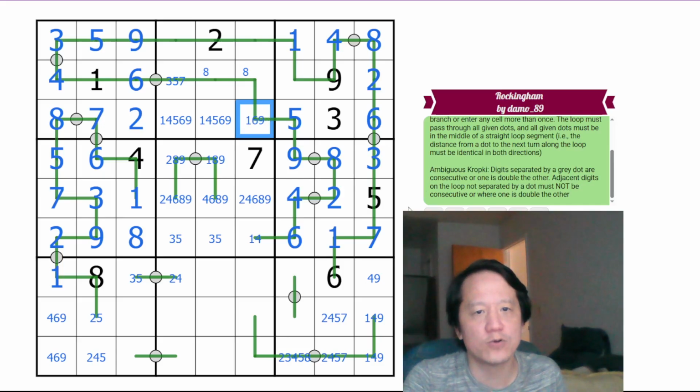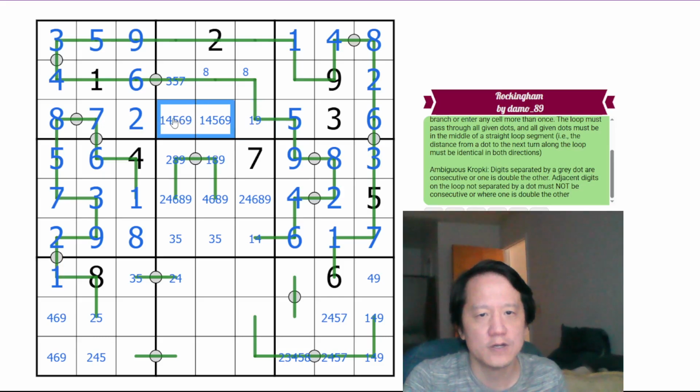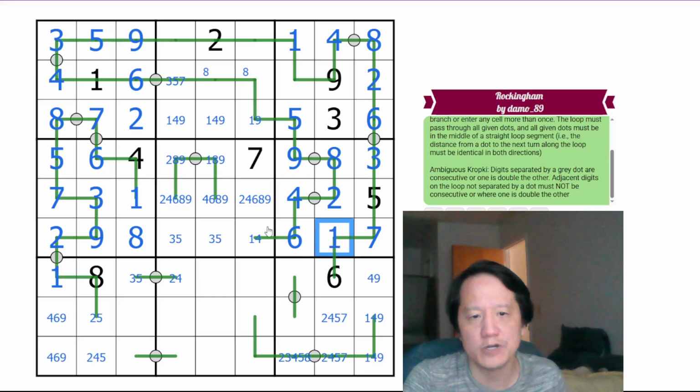No 5, 4, or 6 here, because 4 or 6 is consecutive with 5. No 5 or 6 there. It's 1, 4, or 9. 1 eliminates 1 here, so it's 4. This can't be 8, 9. It has to be 1 and 2. No 2 here. No 2 here. No 4 here. It's 6, 8, and 9. So that satisfies that.